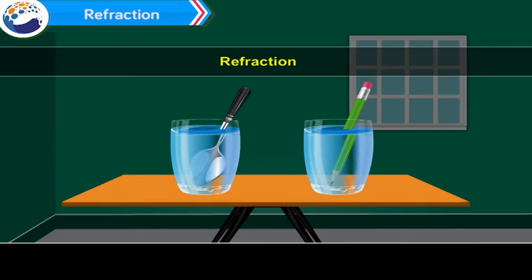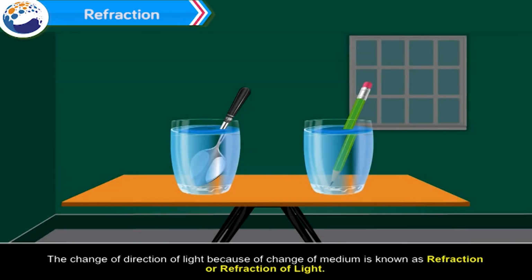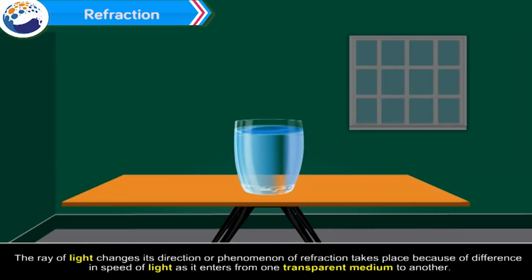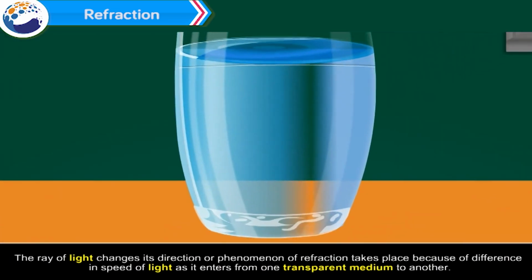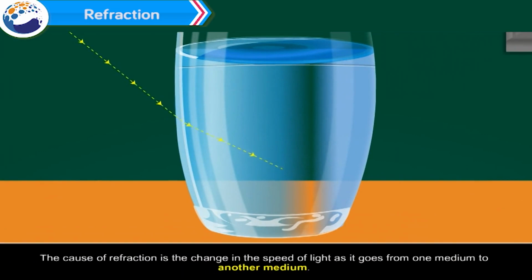Refraction. The change of direction of light because of change of medium is known as refraction of light. The ray of light changes its direction, or the phenomenon of refraction takes place, because of difference in speed of light as it enters from one transparent medium to another. The cause of refraction is the change in the speed of light as it goes from one medium to another medium.